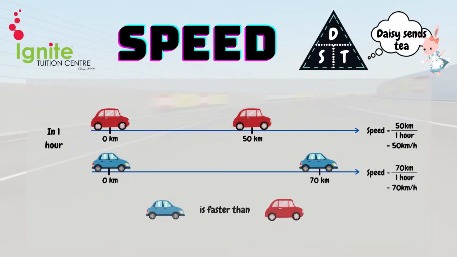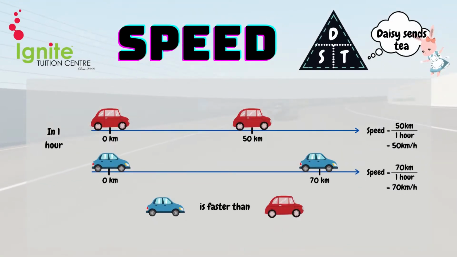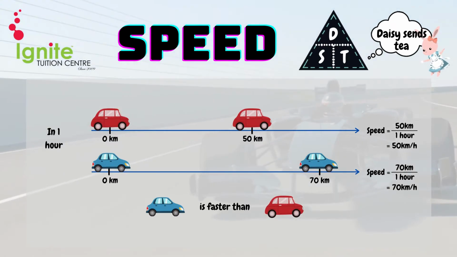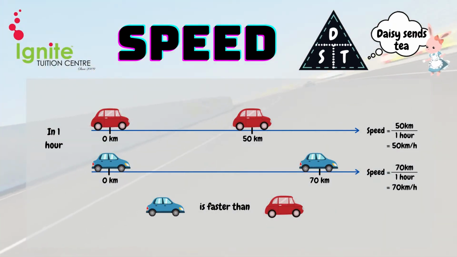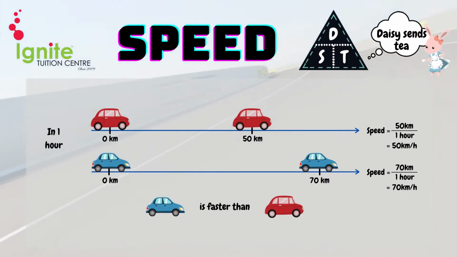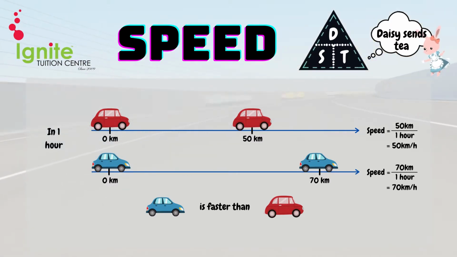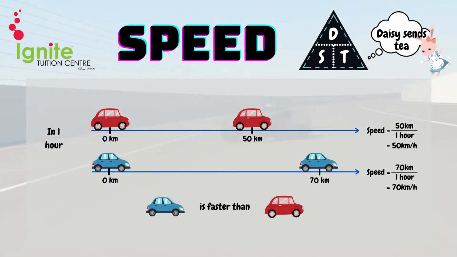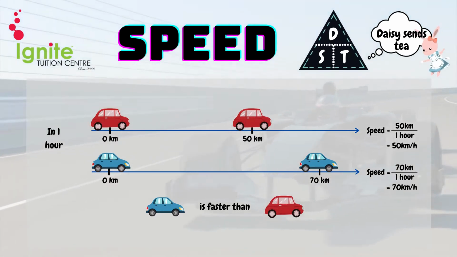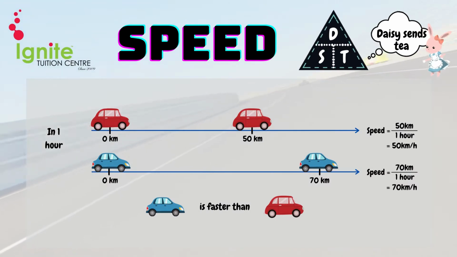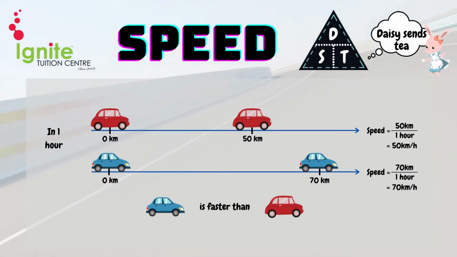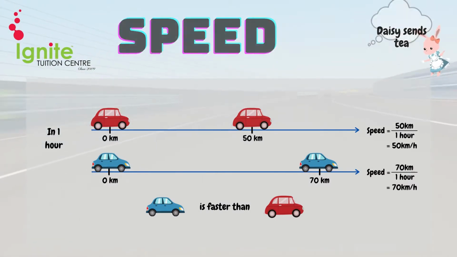The below example shows the distance traveled by two cars in an hour. The red car traveled 50 kilometers while the blue car traveled 70 kilometers. We can also say that the red car was traveling at 50 kilometers per hour while the blue car was traveling at 70 kilometers per hour. Therefore, we can say that the blue car has a higher speed, which means it's faster than the red car.